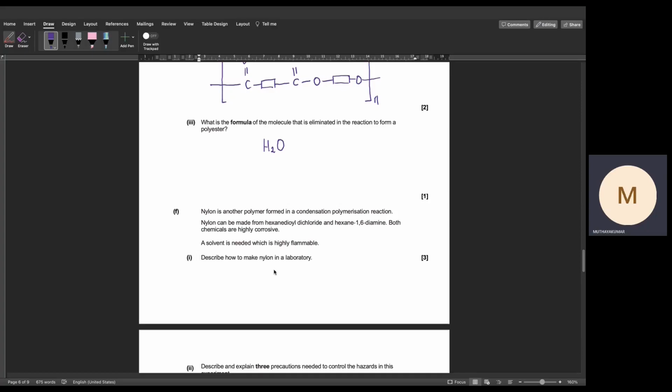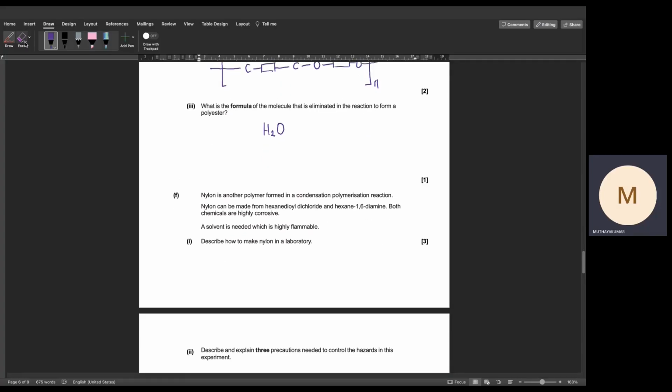Nylon is another polymer formed in condensation polymerization. Nylon can be made from hexane dichloride and hexane 1,6-diamine. Both chemicals are highly corrosive. A solvent is needed, which is highly flammable. Describe how to make nylon in a lab. So this is one of the experiments that you need to remember.